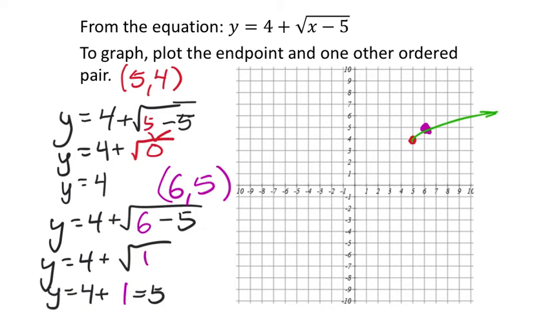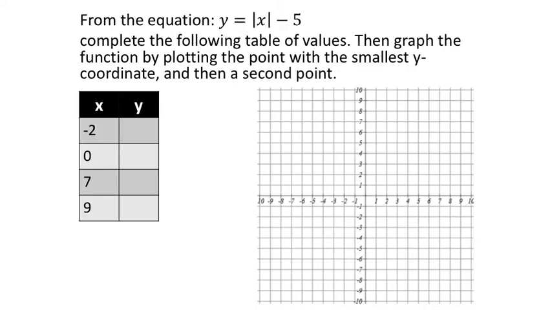This is the key point that they want from this, is that you can choose your own ordered pairs and graph them. That's all they want right now. Okay. We'll get into more detail with square roots and parabolas and stuff later, but for now, this is all they really want. Okay, so this one, we got a new equation.